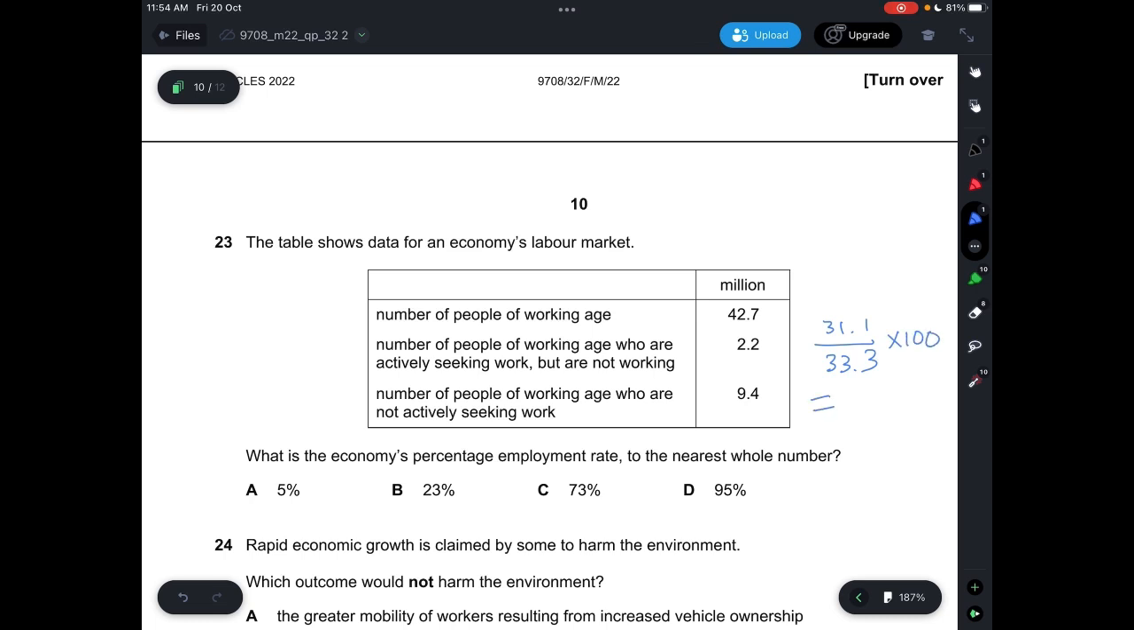But it's not to the nearest whole number yet. We just need to know roughly what the raw numbers are. So 31.1 times 100 divided by 33.3, we will get 93.4. In this case, we only have 4 options here, so the nearest one will be 95%. So the answer is D. Alright.